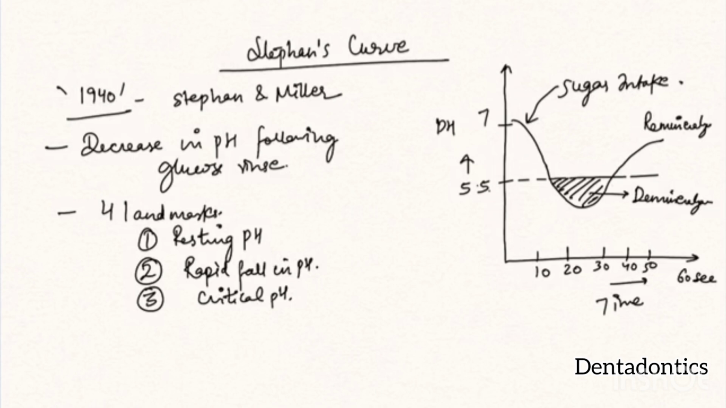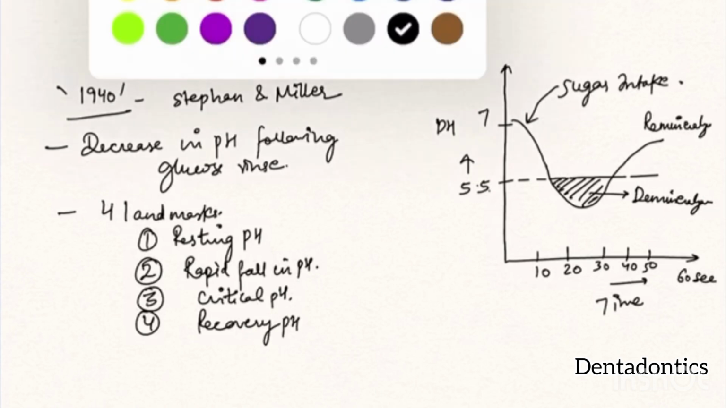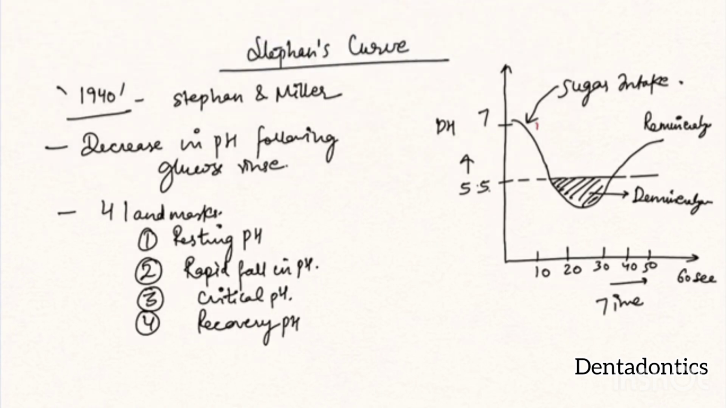So the pH of the saliva decreases after the sugar intake and it doesn't become neutral even after 20 to 30 minutes of the glucose intake. So this curve is very important from the examination point of view.